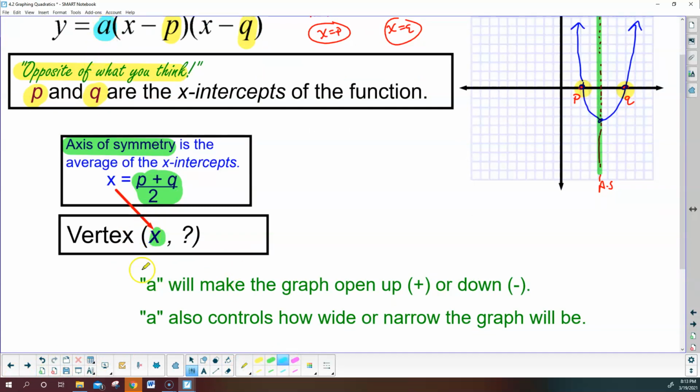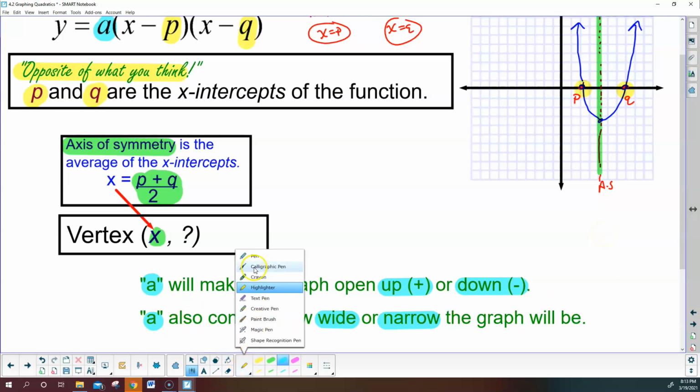This a value right here controls if the parabola will open up or down. If a is positive, the parabola will open upwards. If a is negative, the parabola will be opening downwards. We're not going to get into it a ton today, but you'll see this in the upcoming week. A also controls how wide or narrow the graph will be. And we'll make note of that coming up.